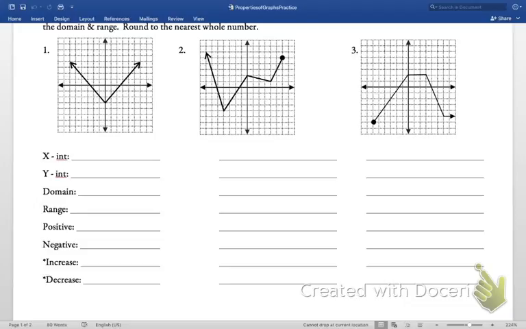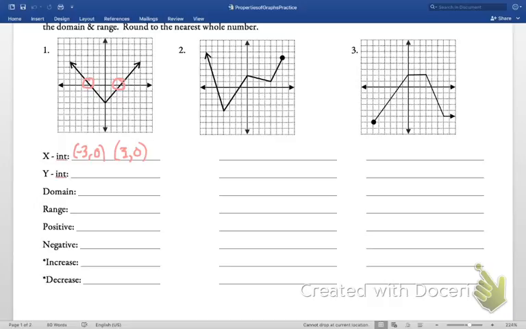We are going to work through the practice problems for the properties of graphs. The first thing we're going to do is all of the x-intercepts for problems 1, 2, and 3. Remember, the x-intercept is where it crosses the x-axis. Remember, we're going to round to the closest whole number because these might be slightly off. So I see that for my x-intercepts on problem 1, it's approximately at -3 and +3.